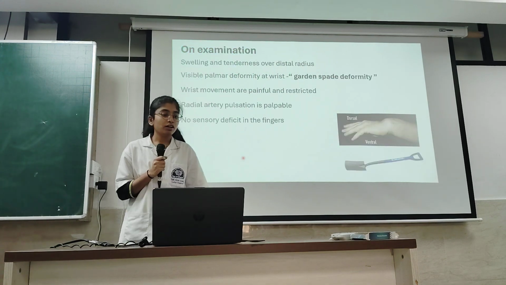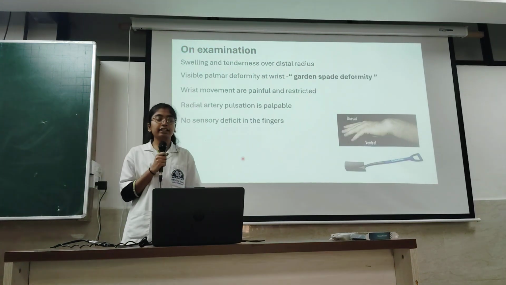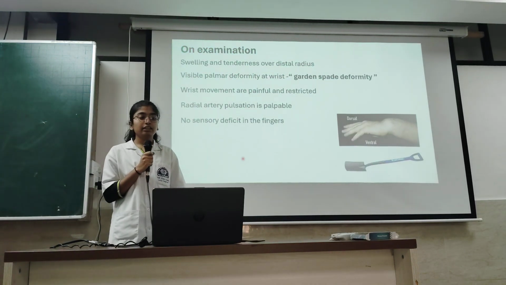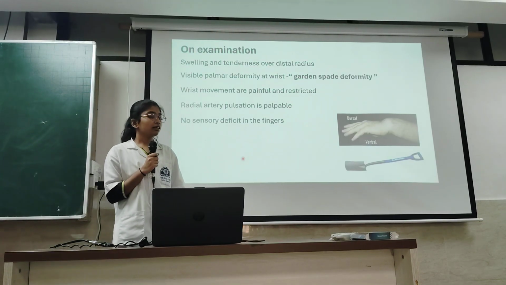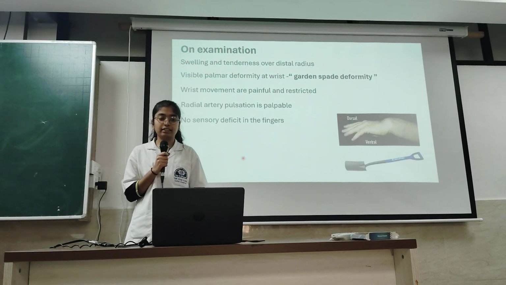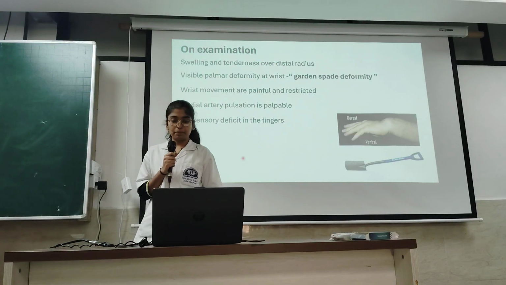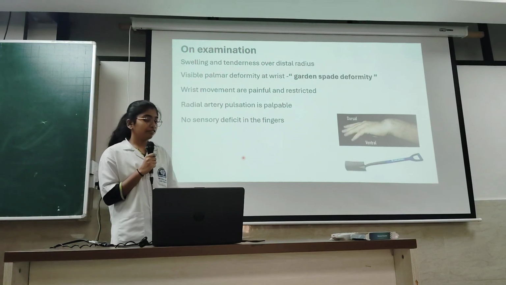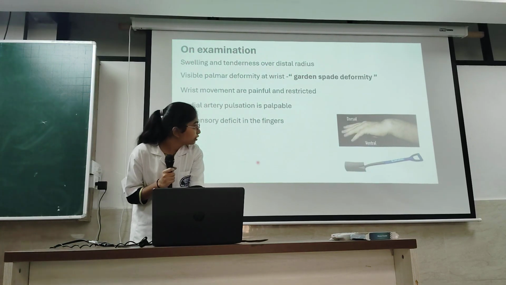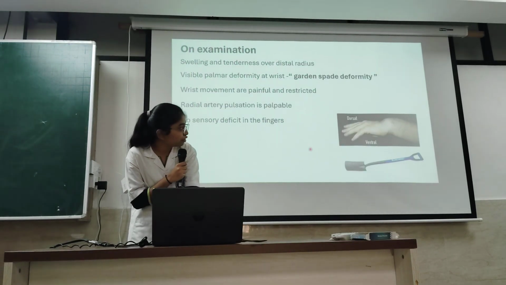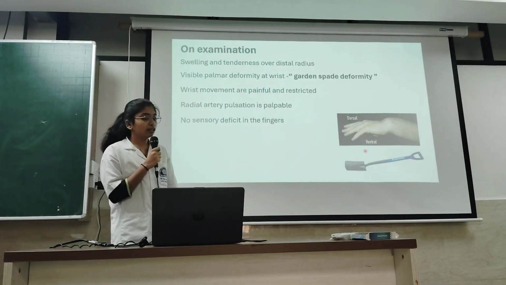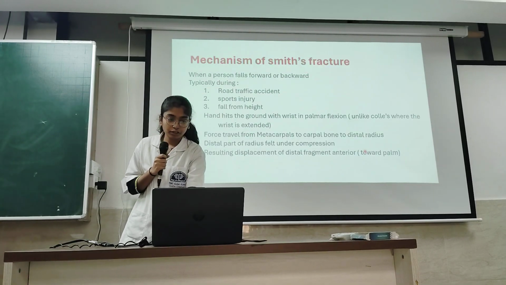hand. On examination, there is swelling and tenderness over the distal radius, and a visible palmar deformity at the wrist, that is the garden spade deformity. Wrist movements are painful and restricted. Radial artery pulsation is palpable. No sensory deficit in the fingers. Here you can see a garden spade deformity. So we can conclude that the above case is Smith fracture.